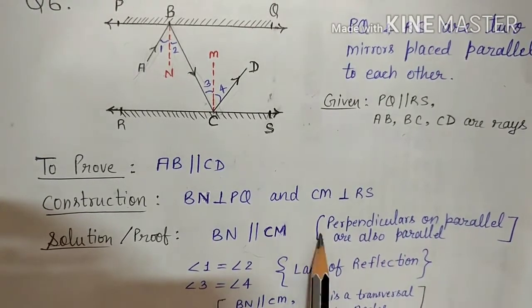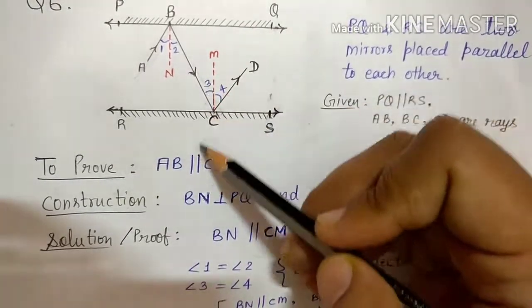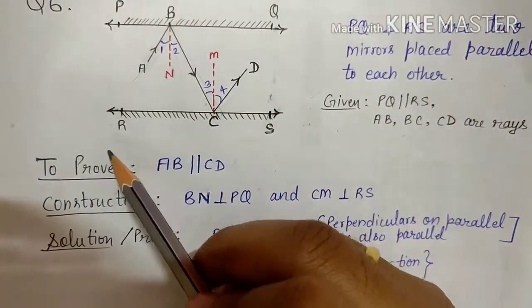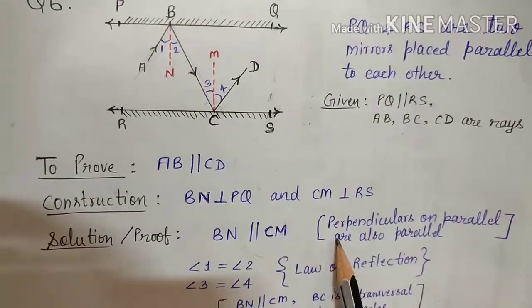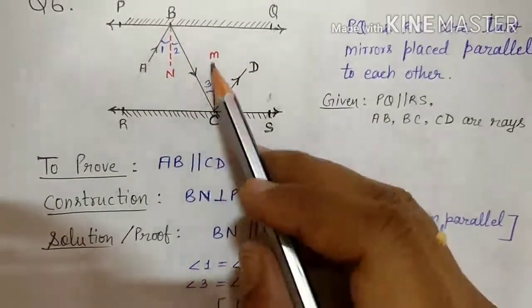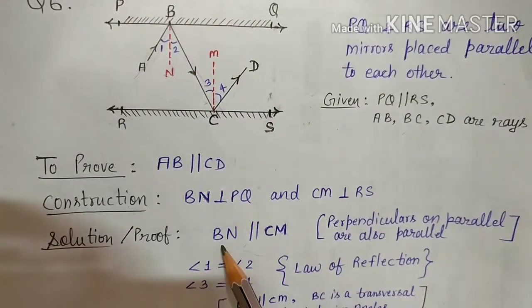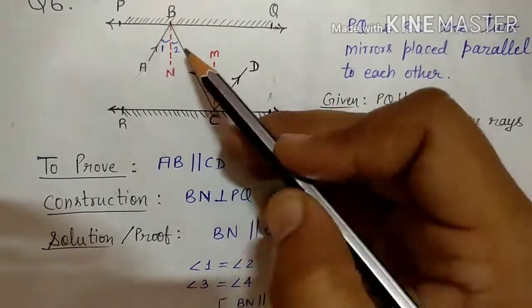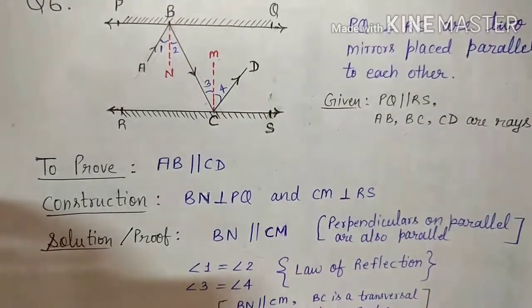Why are they parallel? Because we are putting these perpendiculars on the parallel lines, as PQ is given parallel to RS. So perpendiculars on parallel lines will also be parallel. So BN is parallel to CM. BN parallel to CM. Okay.